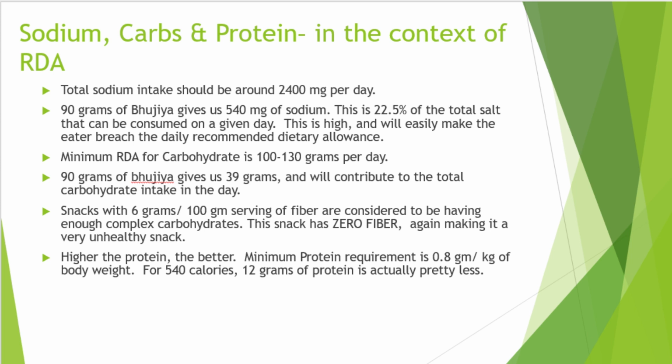So this is very high, and the minimum RDA for carbohydrate is 100 to 130 grams. The Indian diet is predominantly a high carbohydrate diet, and this bhujia is just adding another 40 grams to the total carbohydrate content in the day. And this snack has zero fiber, which means there is no gut friendly food coming in. There's no really filling food coming in.